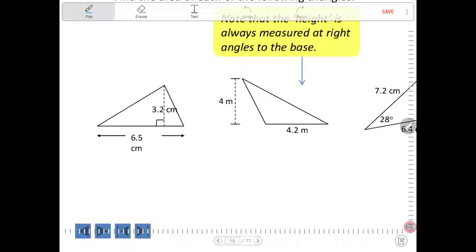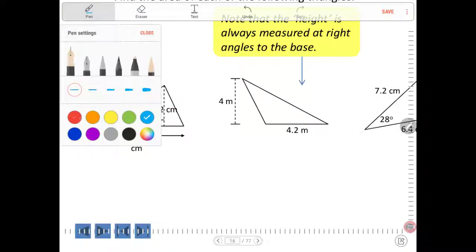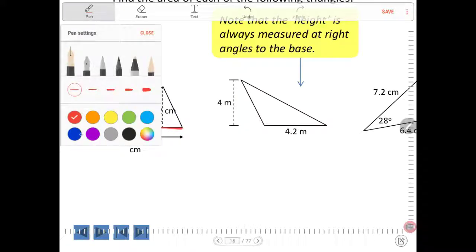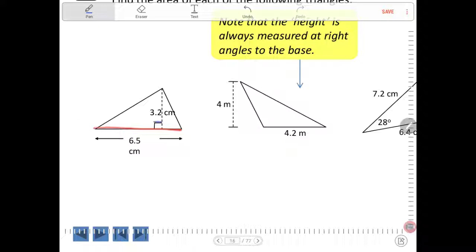These ones, I can recognize that these 2 require the half times base times height formula because, well, I'm given the base lengths and the heights. Now in the one on the left, that's pretty obvious that the base length is along the bottom here, and the height being perpendicular to that base, a right angle.